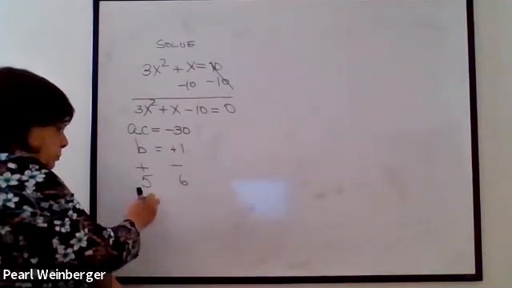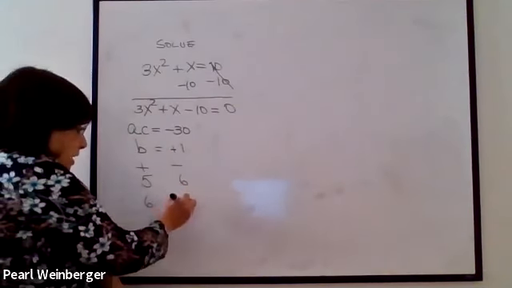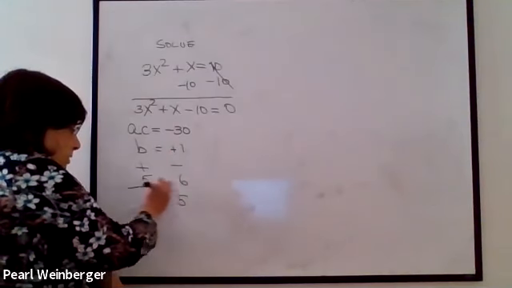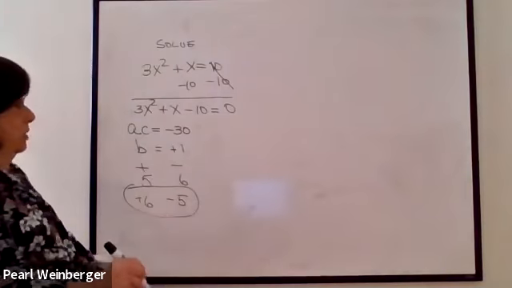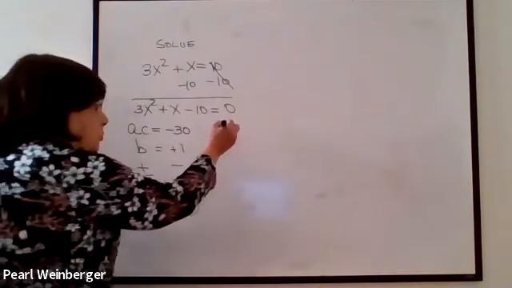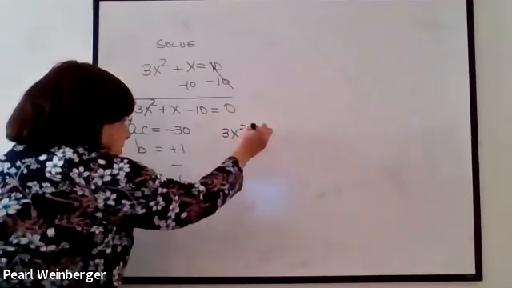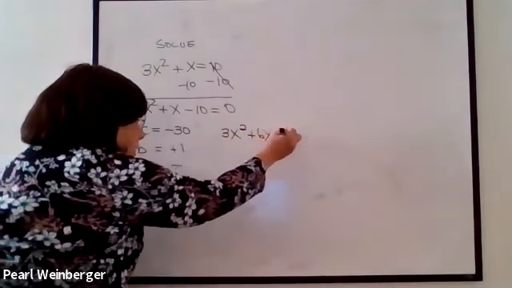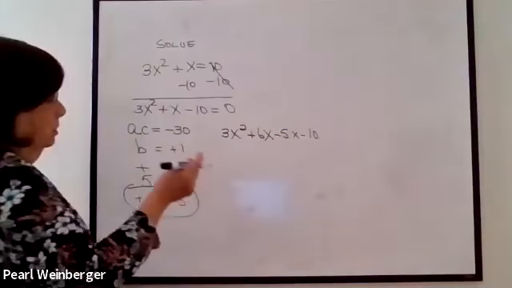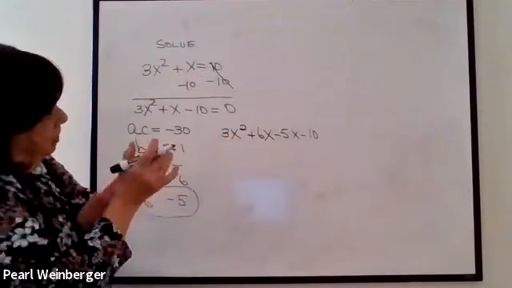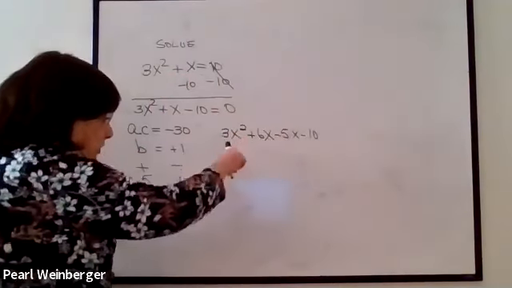So I'm going to switch this around. I'm going to make this the positive 6 and the 5 the negative. And that's going to be the correct combination that we want. So rewriting this, we're going to rewrite this as 3x squared plus 6x minus 5x minus 10. I'm going to leave equal 0, we're going to leave that till the end. We just want to factor now.